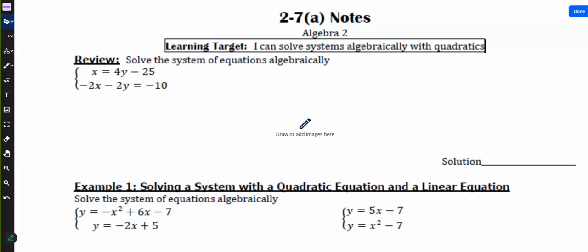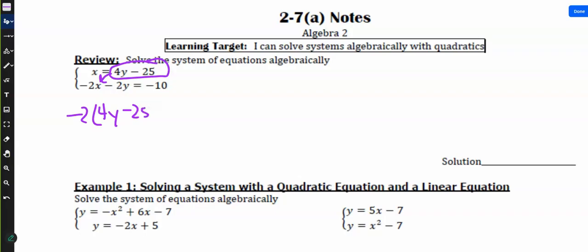All right, we need to solve the system of equations algebraically. Well, let's just remind you that we can solve this with substitution, right? We can take this part right here, and we want to substitute it. So negative 2 times 4y minus 25.